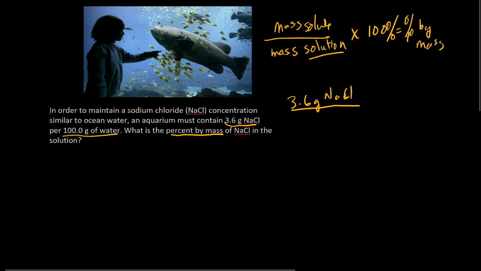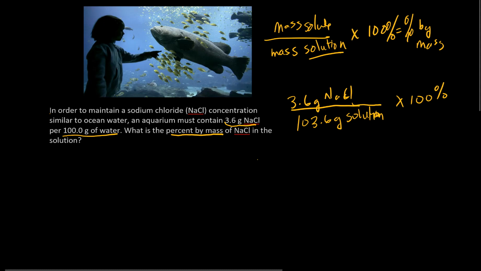So we have to take 100 grams of water and add to that 3.6 grams of NaCl. So we're dividing not by 100 grams of water, because that would just be the solvent, but instead by 103.6 grams of solution. This is essentially the total mass of our solution. I'm going to multiply that by 100%. I'm going to pause for just a second and we'll do that on the calculator.